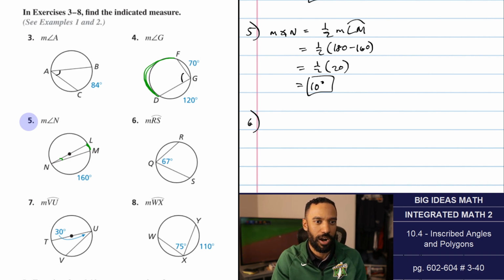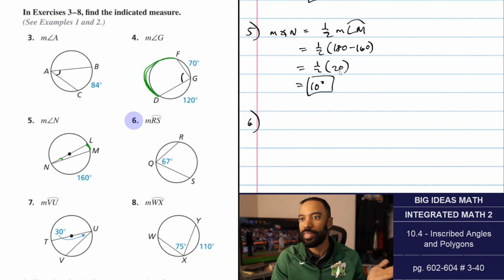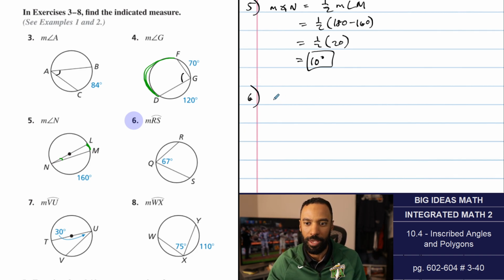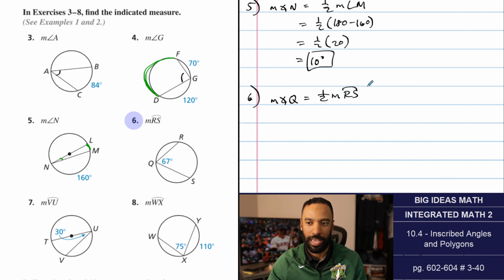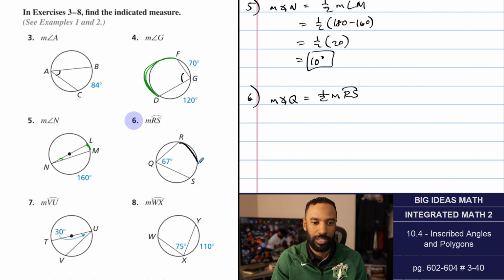Number 6, the measure of arc RS. This one, and it looks like all the way through number 8, goes the other way. Now this time we have the inscribed angle measure. So for me to do this just once, the measure of angle Q is half that of the measure of arc RS, right? So RS, whatever this is going to be, half that.